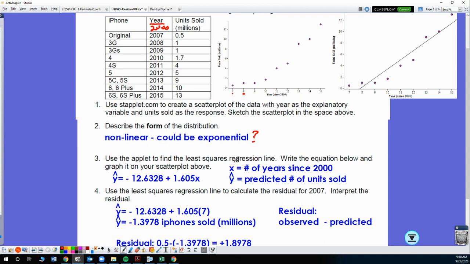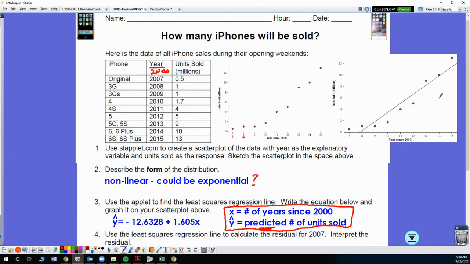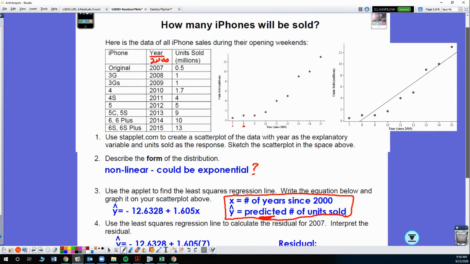But it's very important, and we want to reiterate this, we talked about this last class, to make sure you define your variables. We need to know what x and y hat represent. So x in this case is the number of years since the year 2000. And then y hat is the predicted, that's not the actual, the predicted number of units sold, so number of our iPhone units sold in millions. And you can see that going back up to the top, I've got the least squares regression line graphed here, and you can see how it follows our scatter plot to some degree.